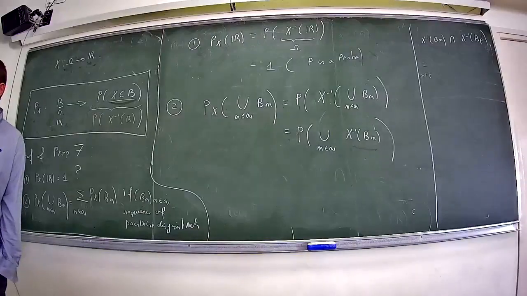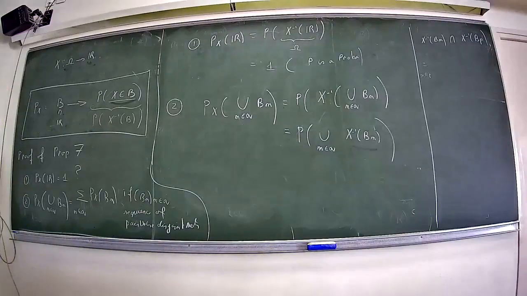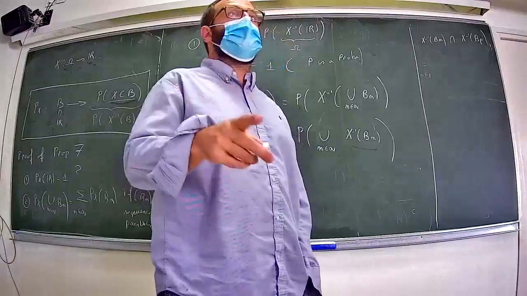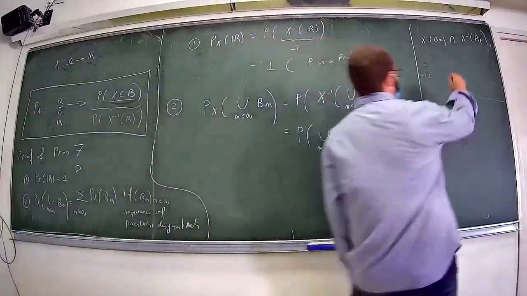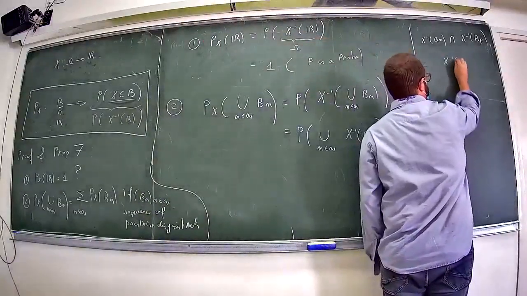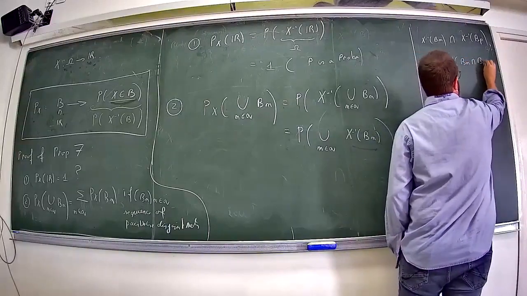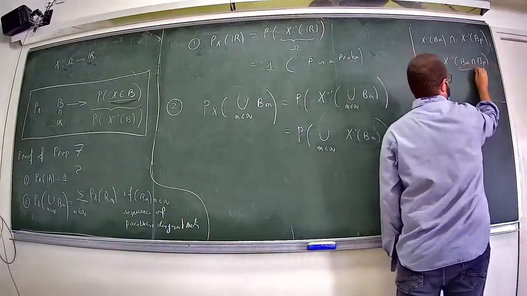What is the intersection of preimages? I know from what I have reminded before that the intersection of preimages is the preimage of the intersection. So this is the preimage of Bn intersected with Bp. But what is this one?